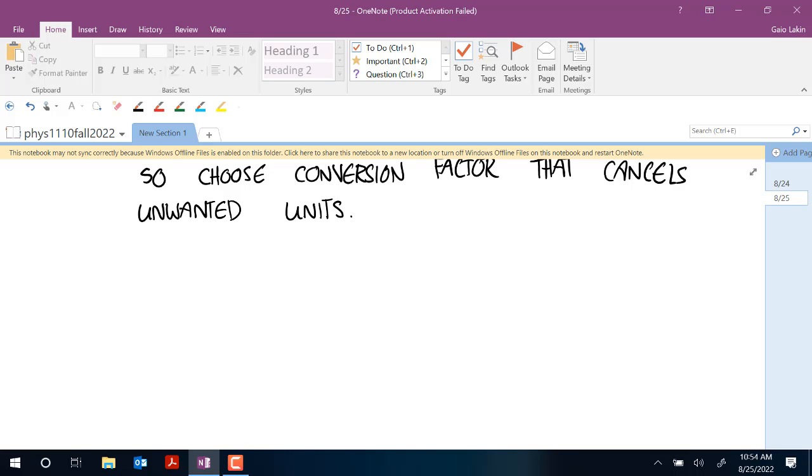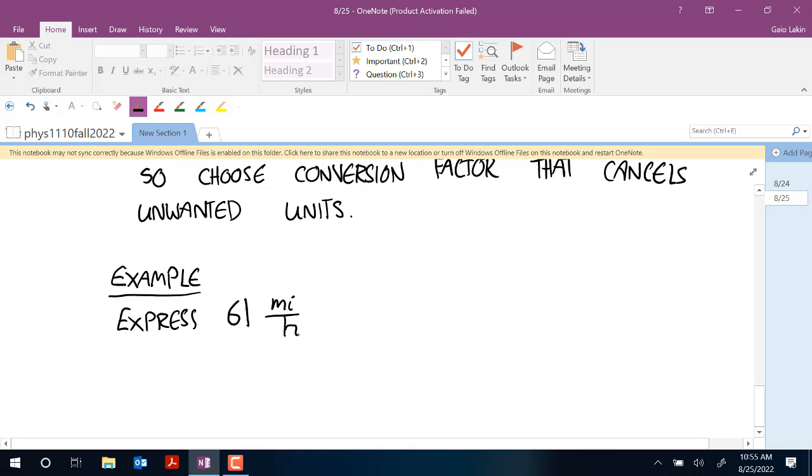Okay, I'm going to do 2 more examples, bringing a little more complexity into it on each step. So the next one, let's do one where the units are speed. That means we have a combination of a length divided by a time. So example. Express 61 miles per hour in meters per second.